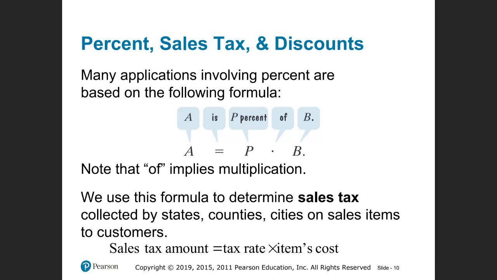Percent, sales tax, and discounts. Many of the applications involving percent are based on this formula: A is P, which is a percent of B. Remember that of implies multiplication. So A is equal to P times B. We can use this formula to determine sales tax collected by states, counties, cities on sale items to customers. So the sales tax amount is equal to the tax rate times the cost of the item.